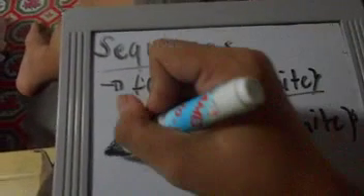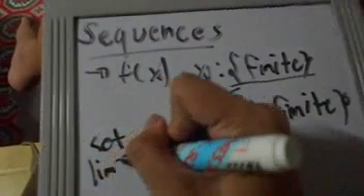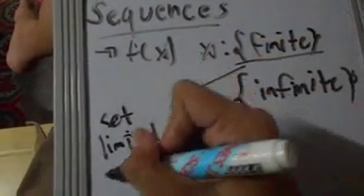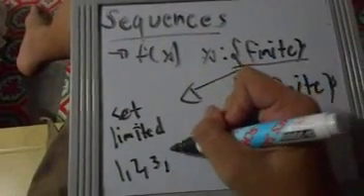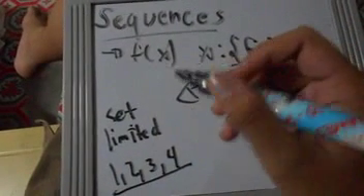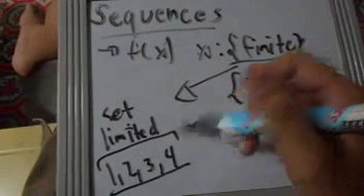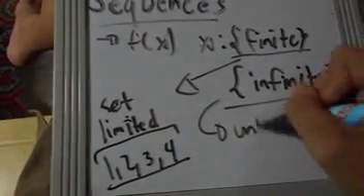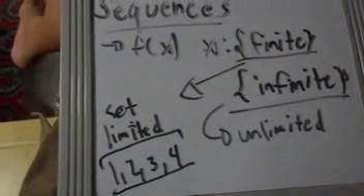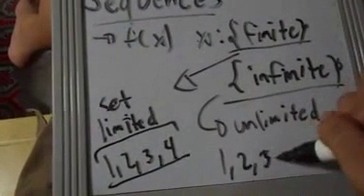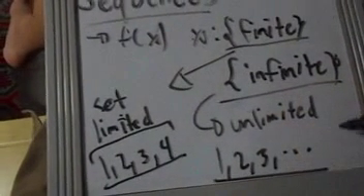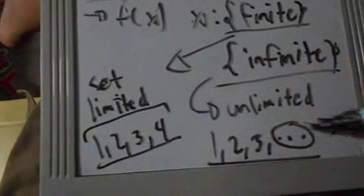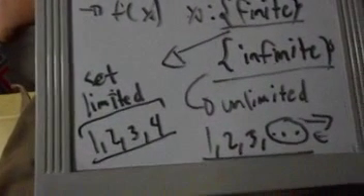A finite set is a set of numbers with a limited number of terms. An example is 1, 2, 3, and 4. So this sequence has only 4 terms. Therefore it has limited terms, while an infinite set is a set of numbers with an unlimited number of terms. For example, 1, 2, 3, ... This sequence will go up to infinity, which is denoted by these 3 dots. Therefore, this sequence contains an unlimited number of terms.